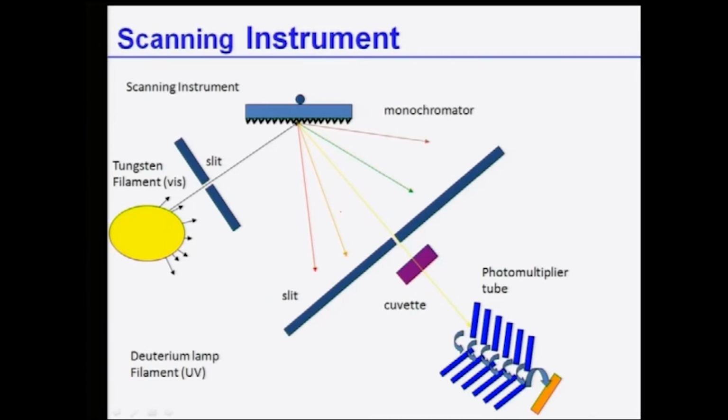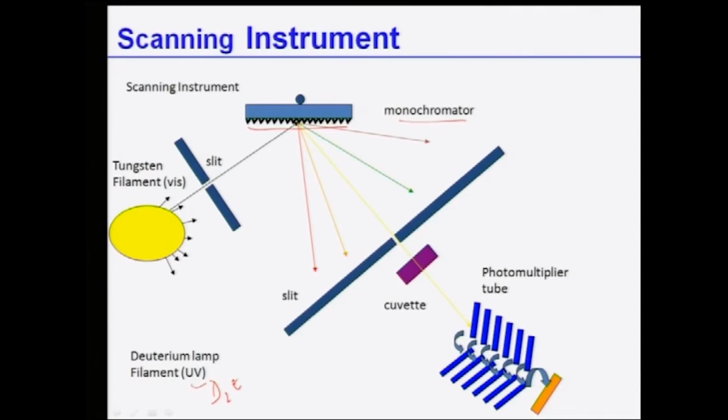Now in scanning instruments we do not do that. What we do is that you have tungsten filaments for visible, and you have a D2 lamp, that is a deuterium lamp, for UV. This is the D2 lamp, and this is the tungsten I showed. Both of them pass through the slit, and then you have a monochromator here. The monochromator basically has crystals and works on Bragg's law. I will tell you how it works.